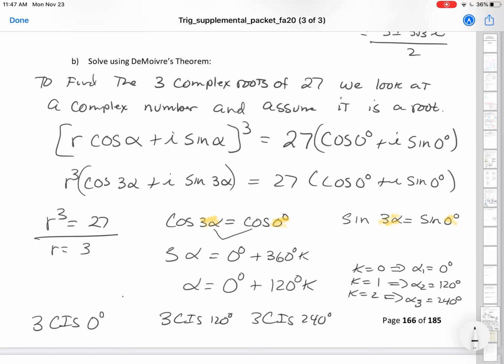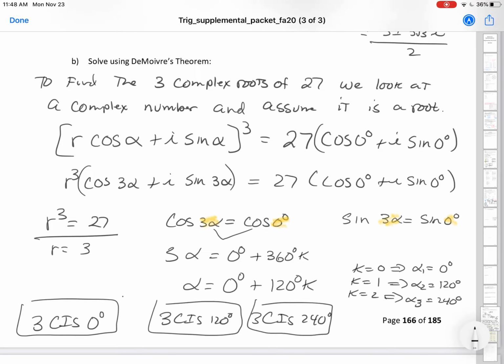Again, let me just back up. So this is coming from setting the angles equal to one another. We pick k's always starting at 0, and you know there's 3 cube roots of a number, so we're going to stop at the third number. So it's always one less than the power that you're dealing with is where you stop your k. These are our 3 answers. Now they don't want them like this. They want them in a recognizable form to you, which is the rectangular form.